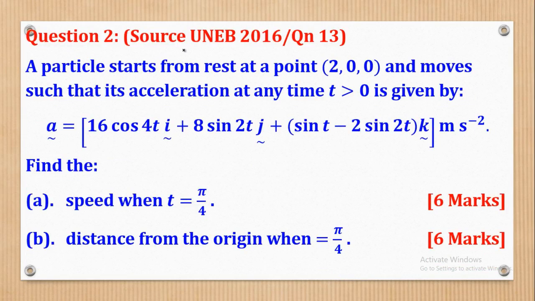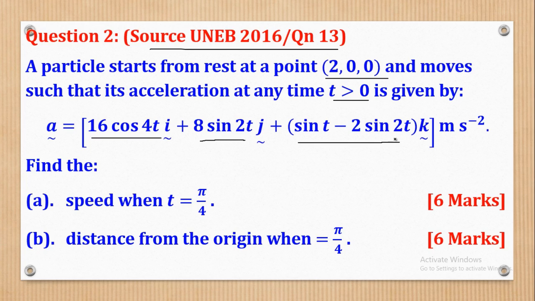Now we shall go to question 2. Question 2 came from UNEB 2016, paper 2, question 13, and it says a particle starts from rest at a point 2, 0, 0 and moves such that its acceleration at any time t greater than 0 is given by acceleration equal to 16 cos 4t i, 8 sin 2t j, then brackets of sin t plus 2 sin 2t k meters per second squared. Find part A, the speed when t is equal to pi over 4, then part B, the distance from the origin when t is equal to pi over 4.